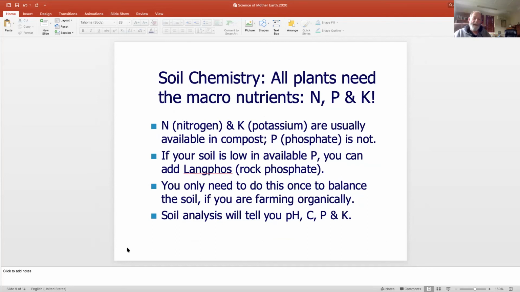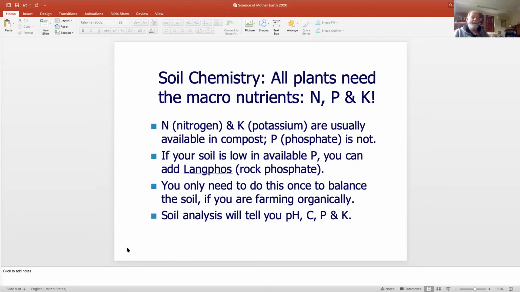But we need the N, the nitrogen, the P, the phosphorus, and the K, potassium. The N and K are usually available in compost, but P, the phosphate, is not. So many organic farmers who are anti-using any fertilizers will find that they're not getting good yields of crops because their crops are starved of phosphorus.